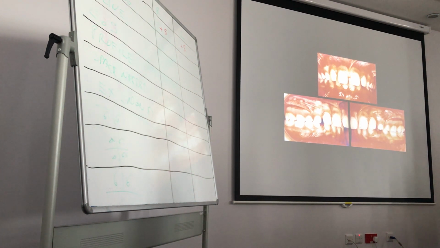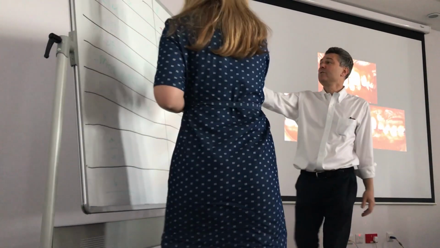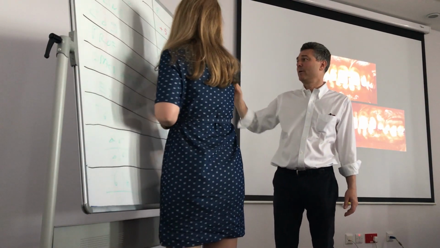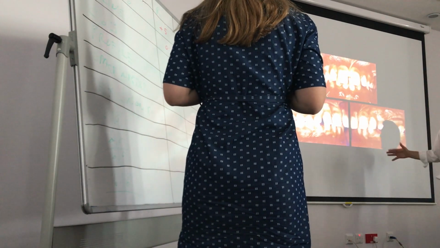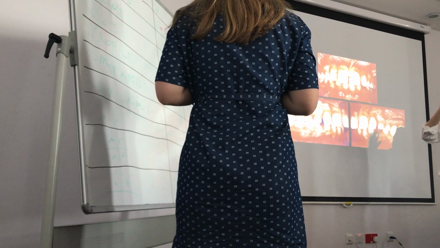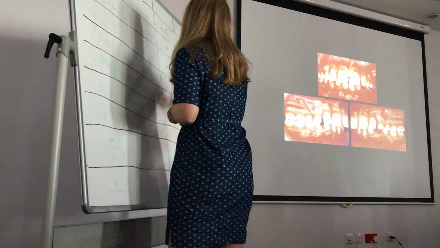Now, Inessa, still you. So the midline is centered, okay? So we have no requested space, 0 and 0. The curve of Spee, you cannot see it. Let's say that is -1, just because at least 1 millimeter, but maybe you don't need it.